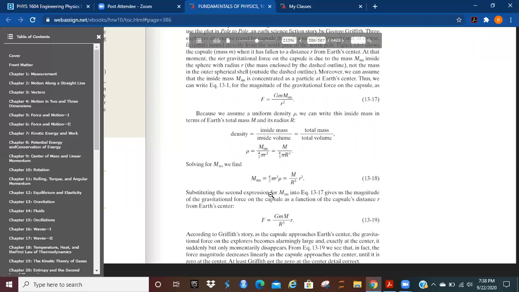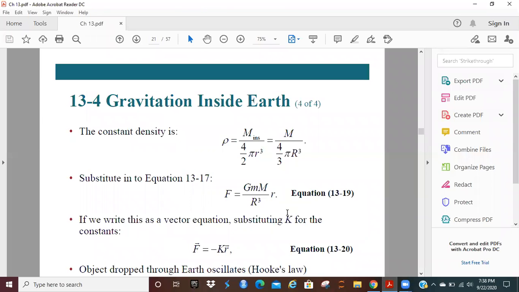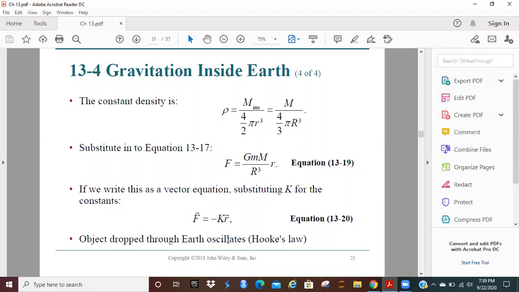We know what the mass inside is if we know what our radius is and the density is. Substituting this expression into equation 13-17 gives us the magnitude of the gravitational force on the capsule as a function of the capsule's distance from the Earth's center. So that's neat. If you notice in that particular equation, this and this are all constant. If we write them as a constant, then this is basically a constant times the independent variable. That means an object that drops through Earth oscillates in accordance with Hooke's law. The force is proportional to the distance from the center.